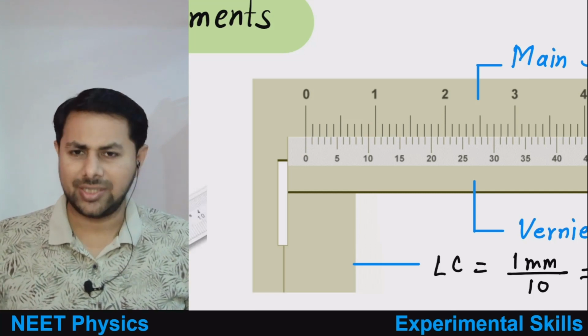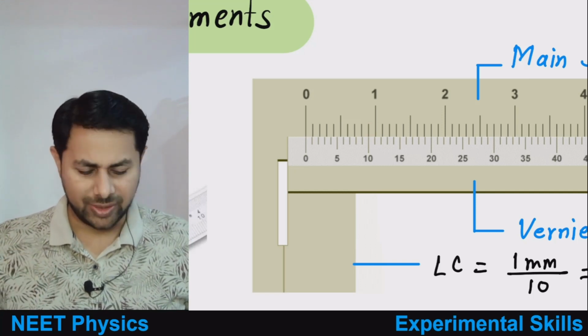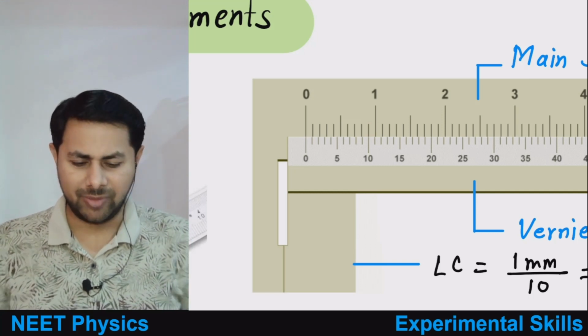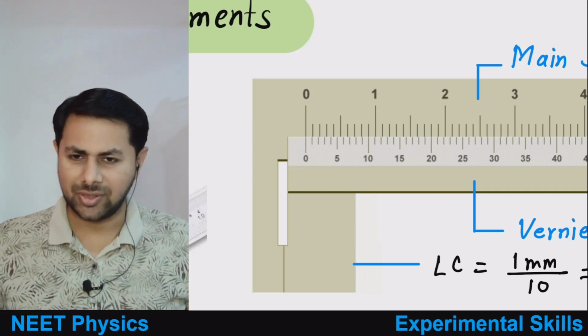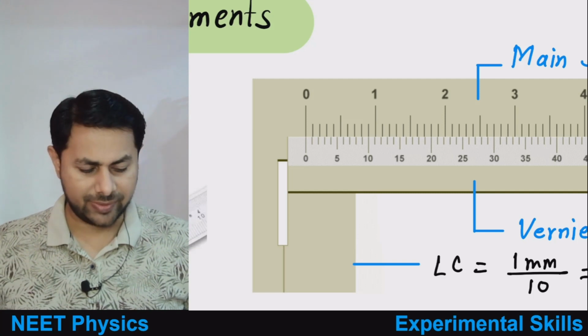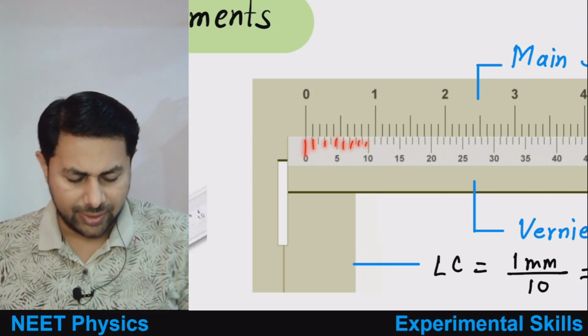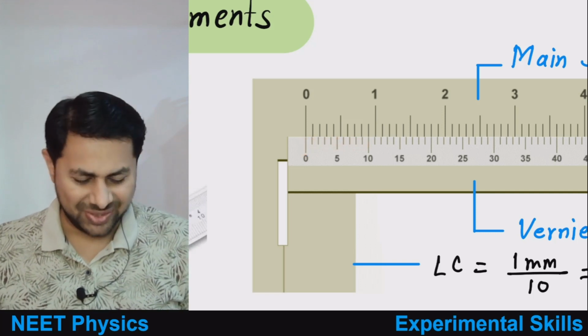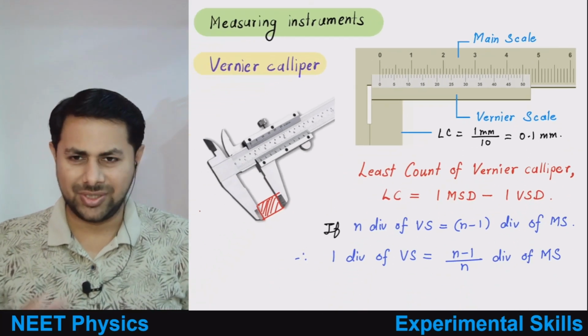Using this information we can find out the least count. Least count means the minimum reading that can be taken using this device, the minimum length that can be measured using this device. It is known as the least count of the device. So here 10 divisions on the Vernier scale match with 9 divisions on the main scale. This is one example.